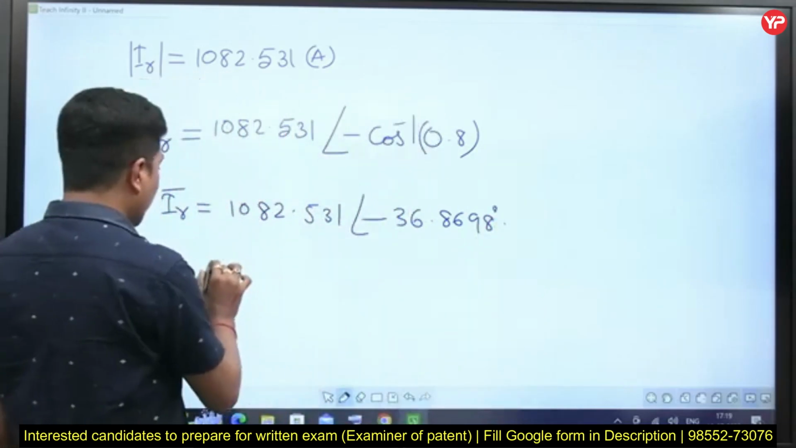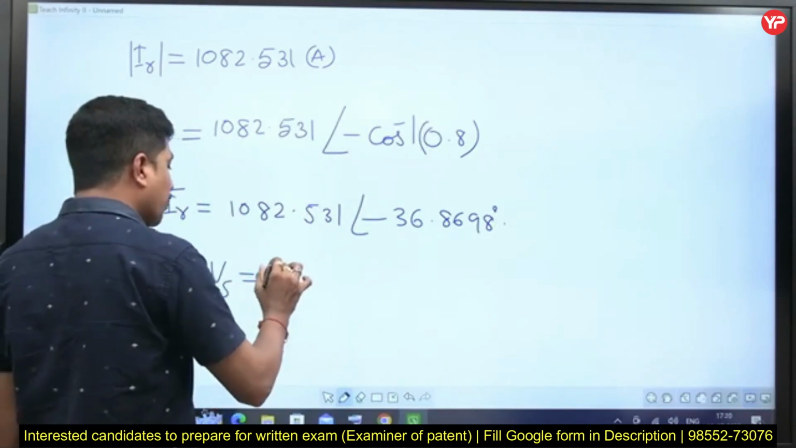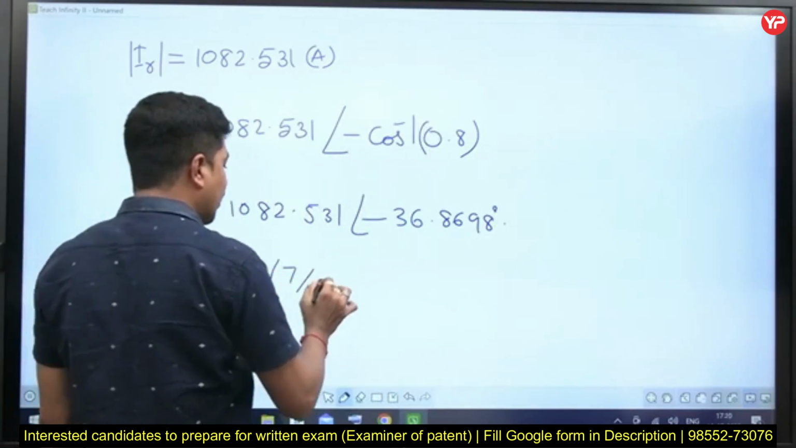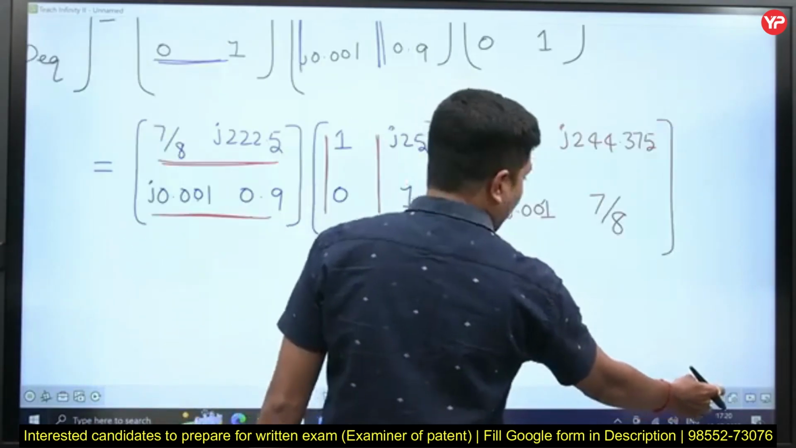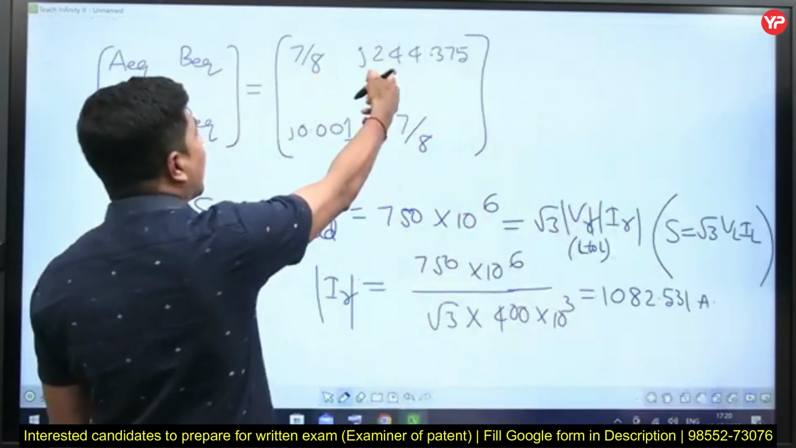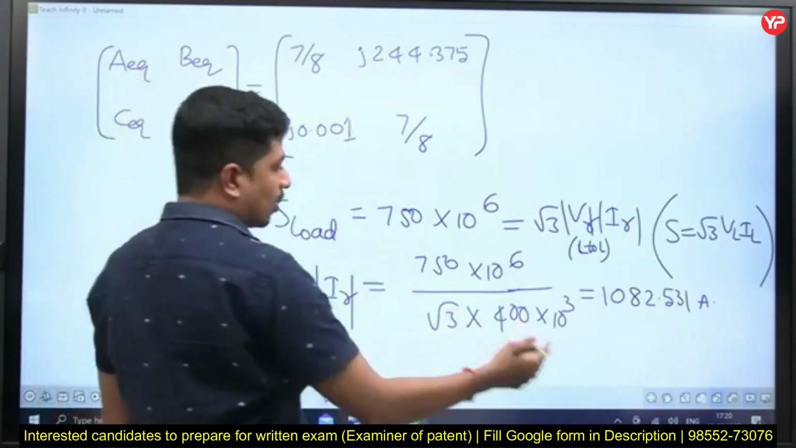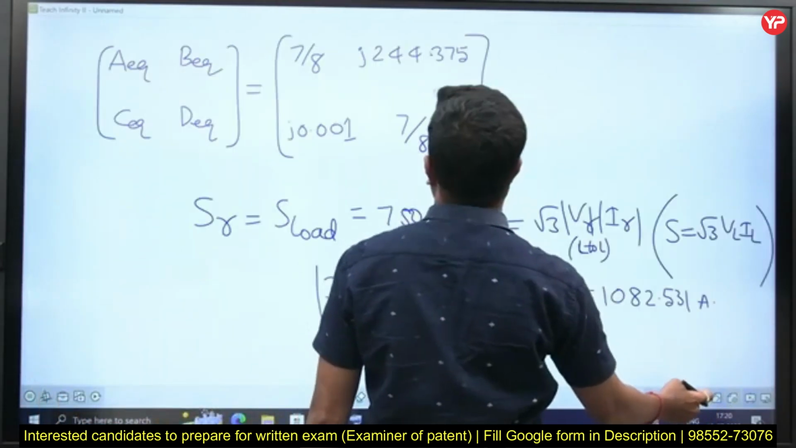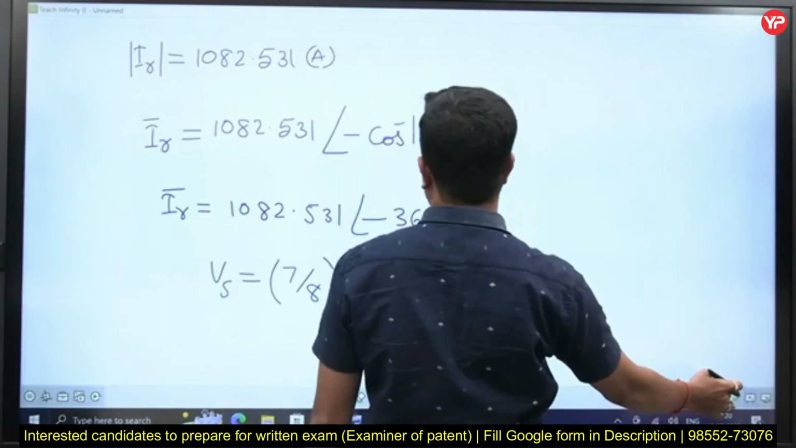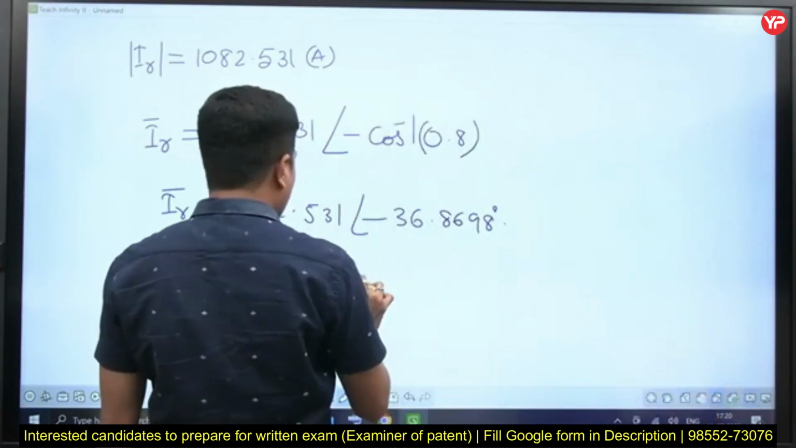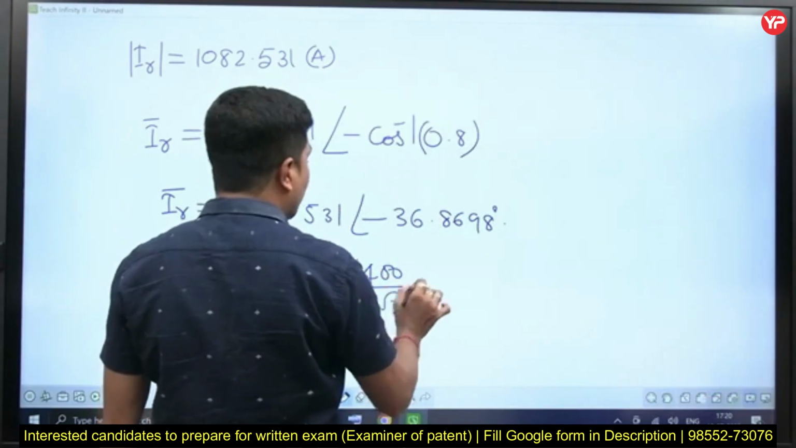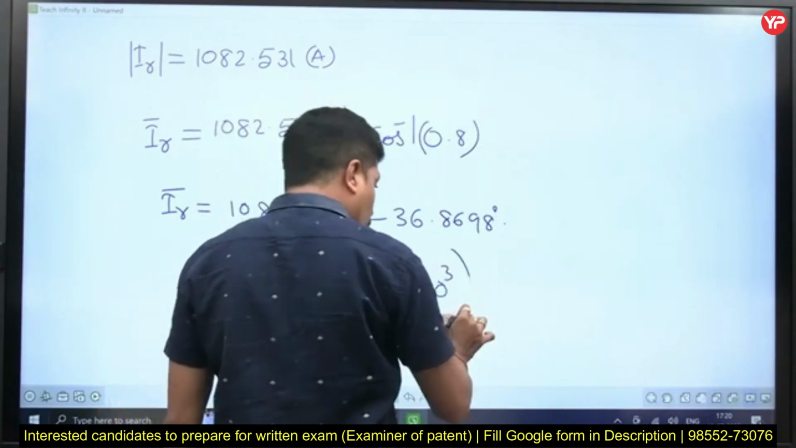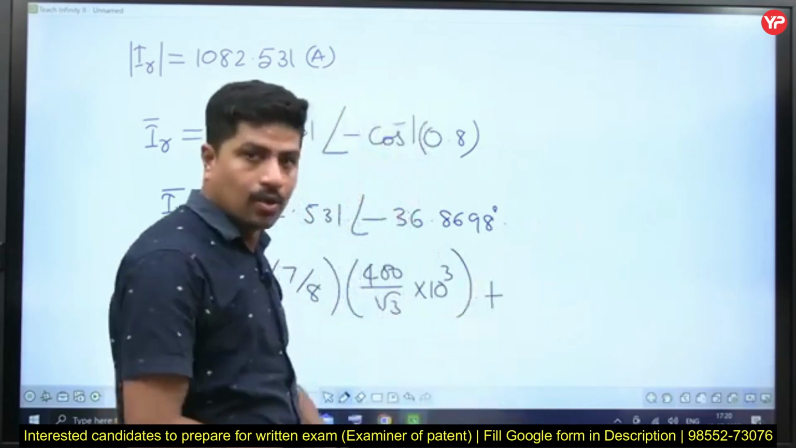Now it is very simple to find VS. VS is equal to A. A is how much? 7 by 8. Yes, we got the values. VS is equal to 7 by 8, A, D, B, C. What is the B value? 244.375, right? VR is what? 400 by root 3 into 10 cube. Yes, 400 by root 3.